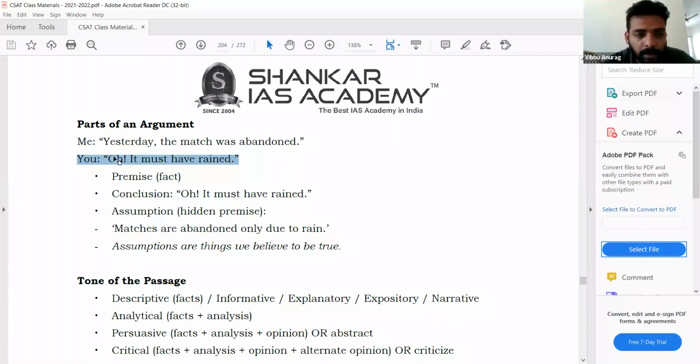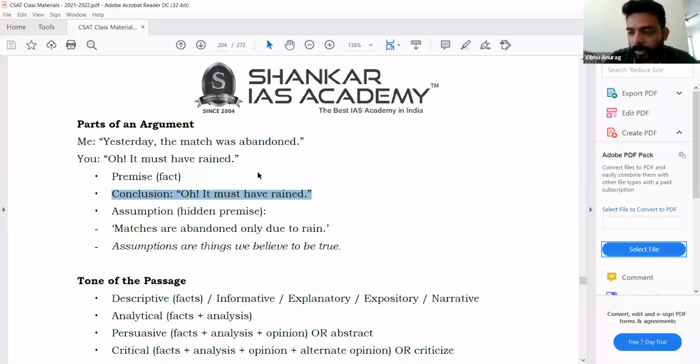It must have rained. What is this? This is not the assumption. This is the conclusion. You have concluded. You've said, okay, it must have rained. So you have jumped to a conclusion. The match is abandoned, okay, must have rained. This is your conclusion, and it is based on an assumption.